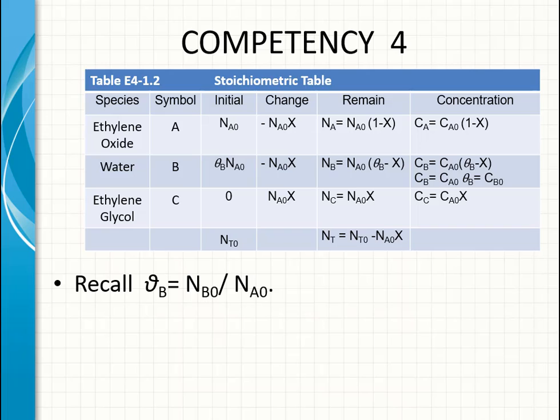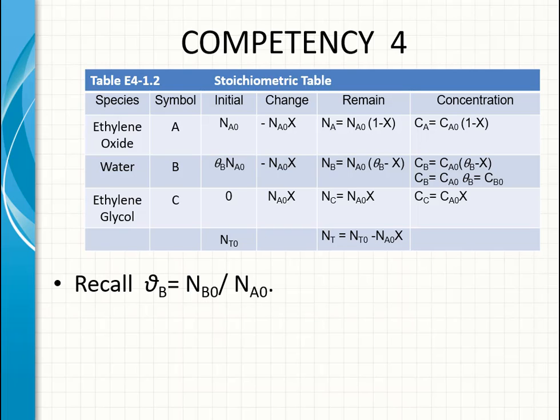What remains is Na, which is equal to Na0 times 1 minus X, and the concentration, dividing by the volume, is going to be Ca equal to Ca0 times 1 minus X. For water, at the initial, we have theta B Na0, where theta B is Nb0 divided by Na0. The change is minus Na0 times X, because in the reaction they are 1 to 1.